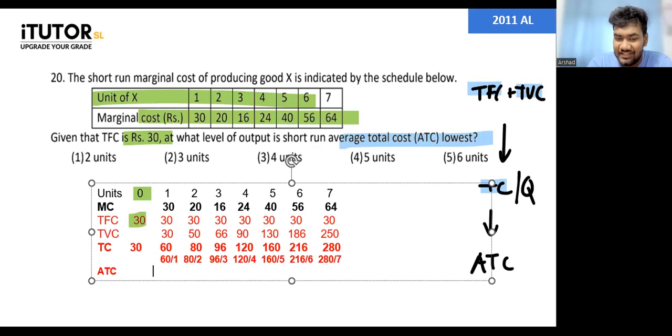So at the first point, it is 60. Here it is 40. Here, 96 divided by 3 is 32. 120 divided by 4 is 30. 160 divided by 5 is 32. 216 divided by 6 is 36. 280 divided by 7 is 40.